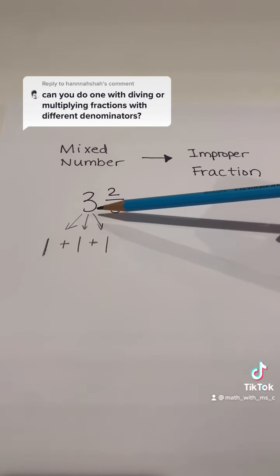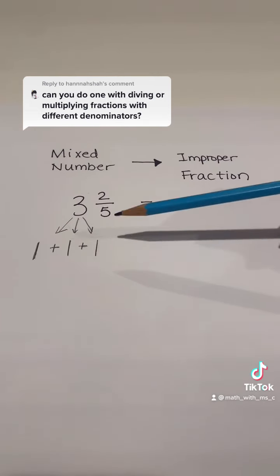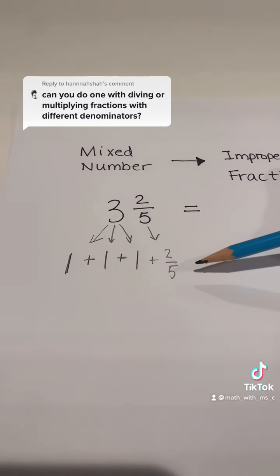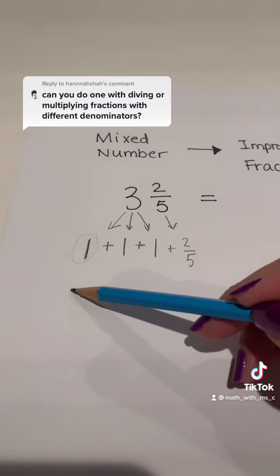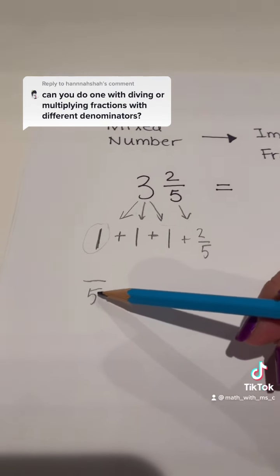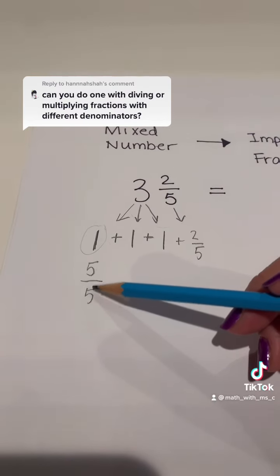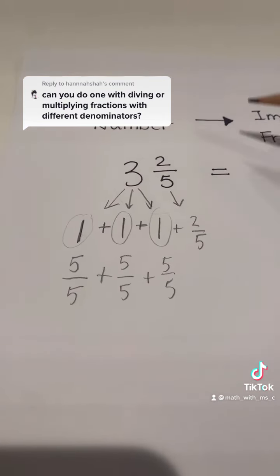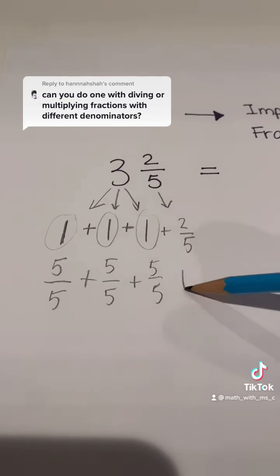So if you look at the 3, I could replace it with 1 plus 1 plus 1, 3 wholes. Then I brought down the 2/5. So what I would like to do is change each whole into a fraction. That denominator 5 tells us the denominator is going to be 5, and we know 1 whole has to have the same numerator and denominator. So I replace each whole with 5/5, and then I could bring down that 2/5.